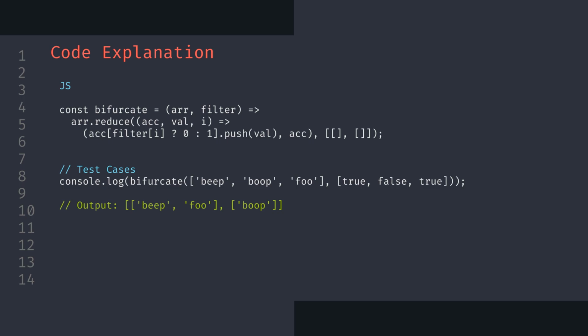This is the core logic of our solution. The bifurcate function takes two inputs, an array and a filter array. Using the reduce method, we iterate through the input array. For each element, we check the corresponding value in the filter array. If it is true, the element goes into the first group, index 0. Otherwise, it goes into the second group, index 1. The function ultimately returns a nested array containing both groups.